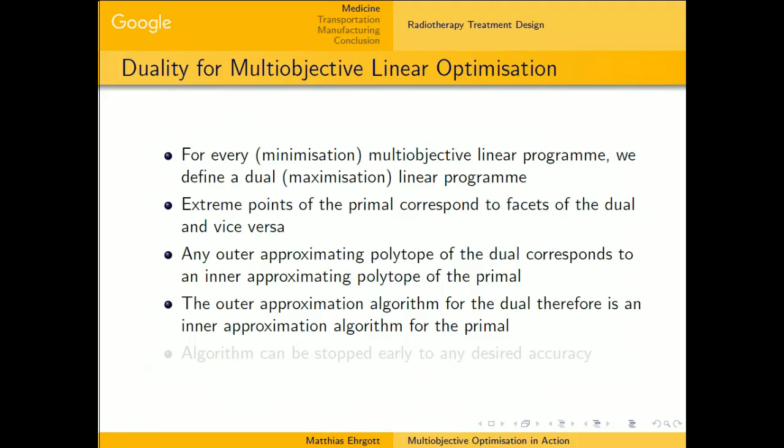And we can also apply an outer approximation algorithm for the dual problem, and that becomes an inner approximation algorithm for the primal problem. So now we have two things: we can always approximate from the outside and from the inside. And what that means is we have a quality guarantee on how far away from the optimal solution we are. And we can stop the algorithm at any point and we will know exactly how good or how bad the solution that we found there is.